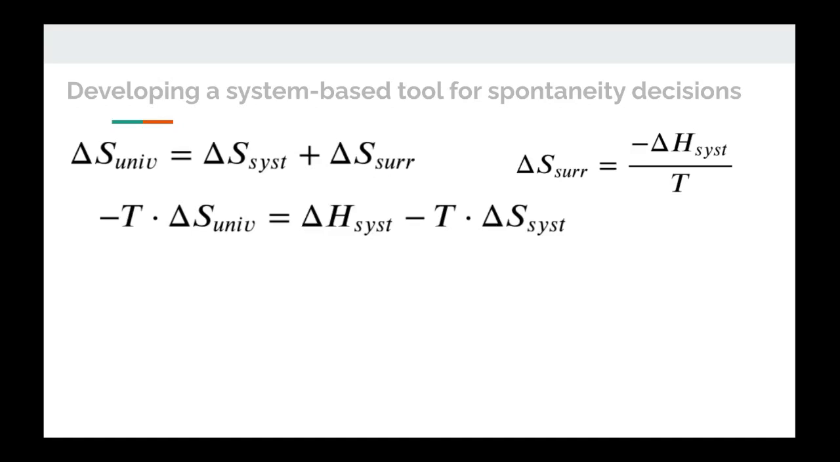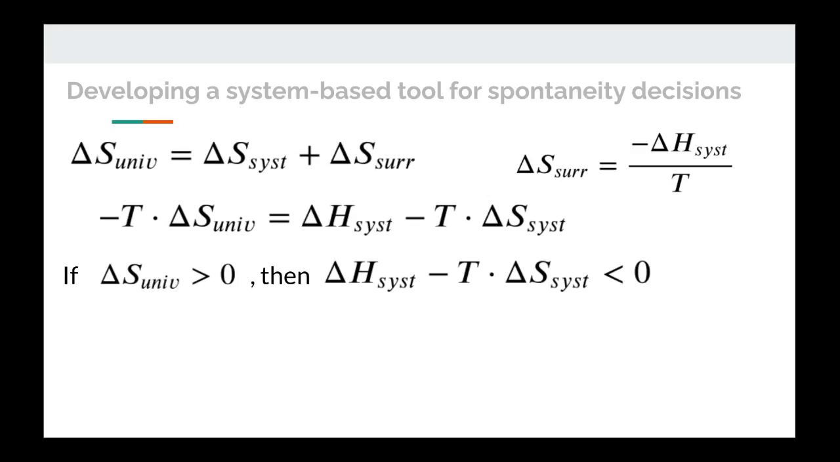Now let's think about what this means. Absolute temperature is always positive, so this is always going to be greater than 0. If the reaction is spontaneous, then delta S for the universe is also going to be positive.